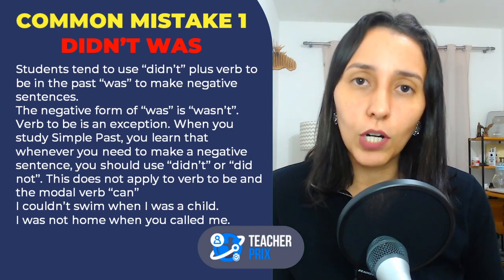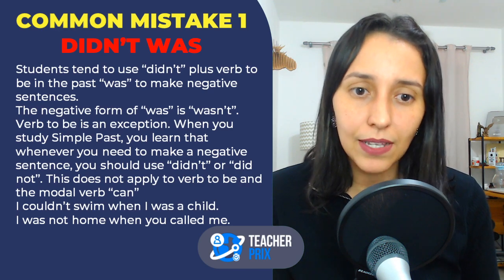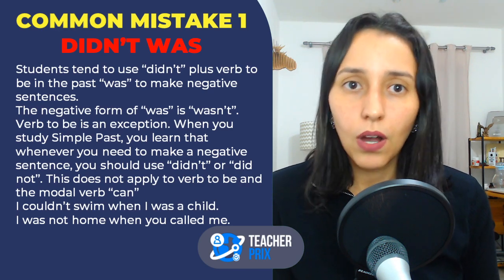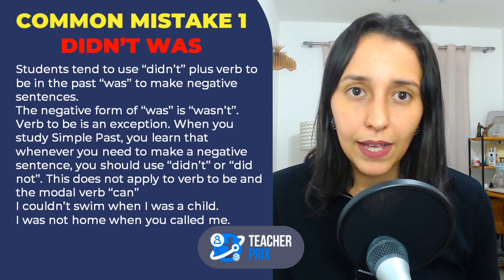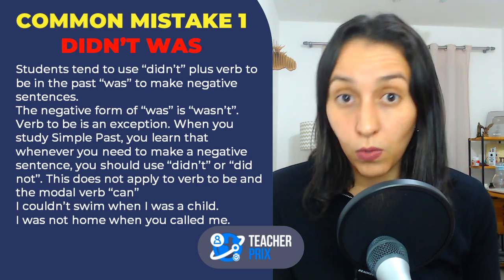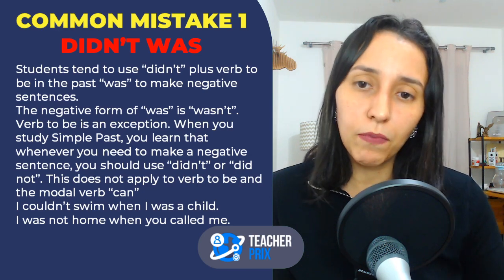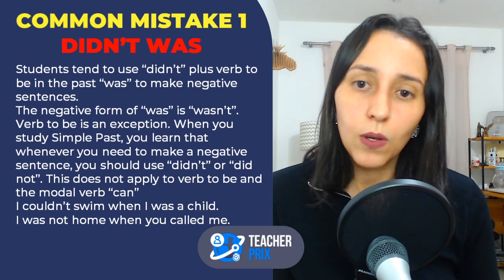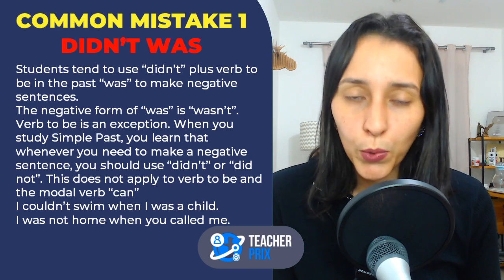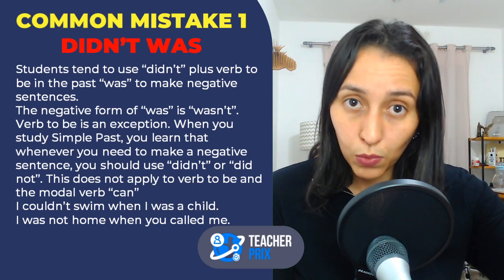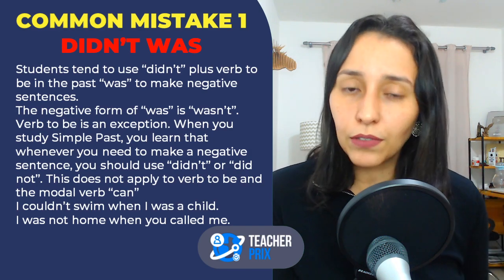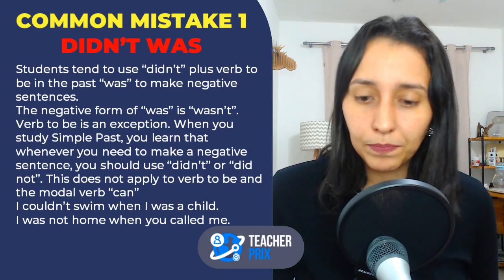The negative form of could in the past is could not or couldn't. The negative form of verb to be in the past is was not or wasn't, or the other conjugation were not or weren't. These are the verbs that are exception to the rule, okay? With the other verbs, you're going to use didn't, okay?